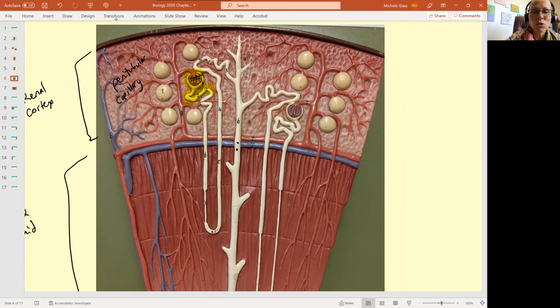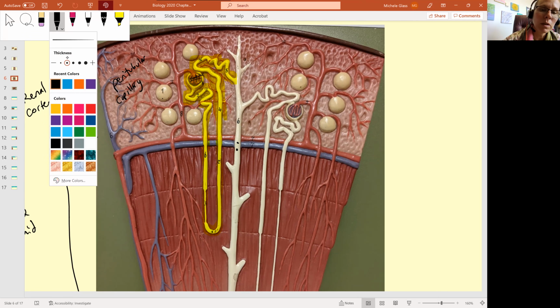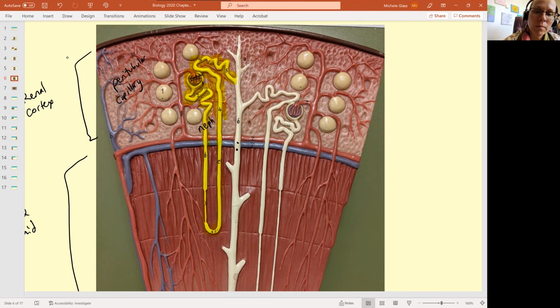And then we see it twist and turn, twist and turn. It dips down from the cortex into the medulla. It dips back up from the medulla into the cortex, and then it continues to twist and turn until it empties into the collecting duct. And so we're going to be going into super detailed description of this structure, but right now we can just go ahead and label it as our nephron. And then remember, this tube that it empties into is called the collecting duct.